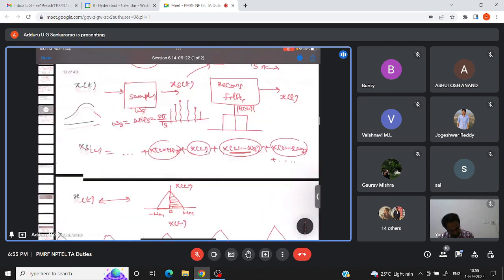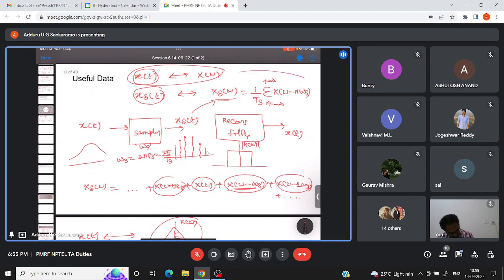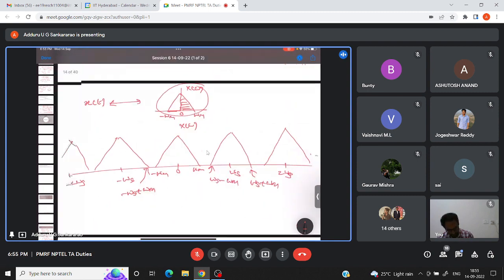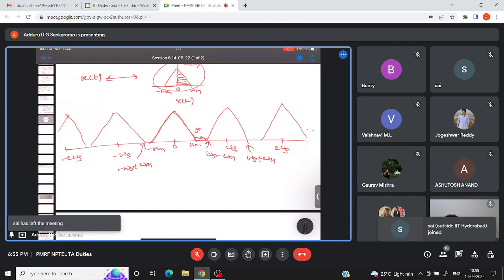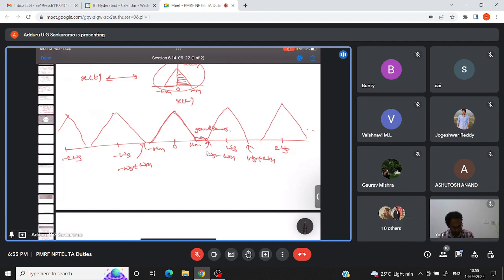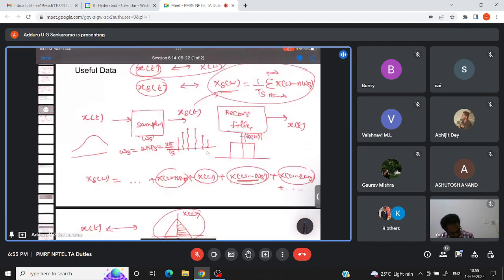Nothing I'm doing. So x of omega we know. This is the Fourier transform of the sampled signal. Let us say the spectrum will be something like this. Now, this is nothing but the guard band between successive harmonics. If you want to successfully recover the signal using a low pass filter, this will be passed through a low pass filter, the reconstruction filter, whose impulse response is this one. You will get x of t as output.